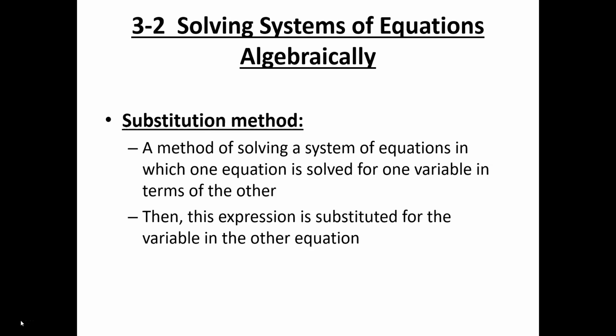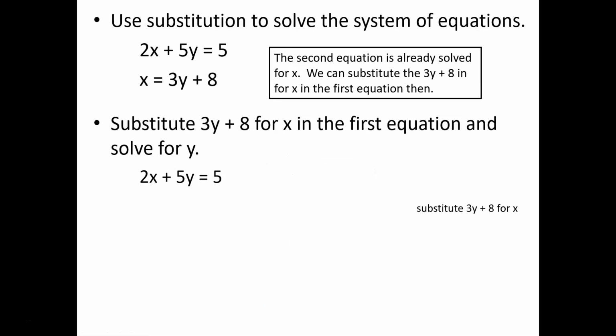soon. Okay. So the substitution method is a method for solving a system of equations in which one equation is solved for one variable in terms of the other. Then this expression is substituted for the variable in the other equation. All right, so that was the abstract.